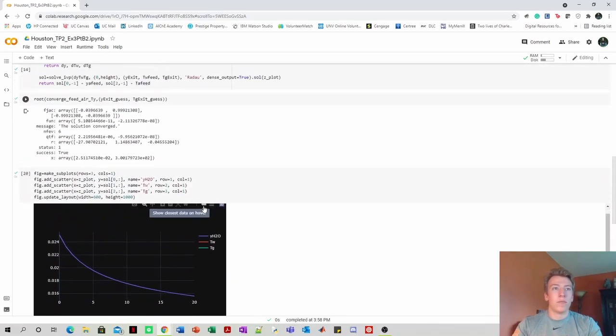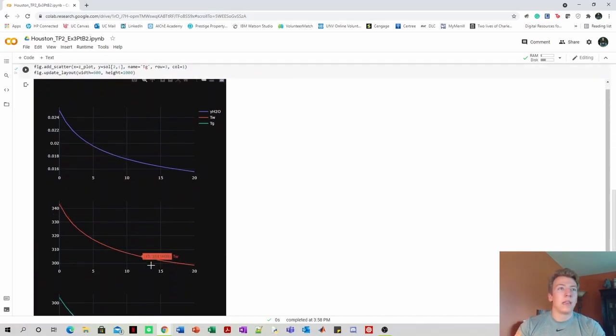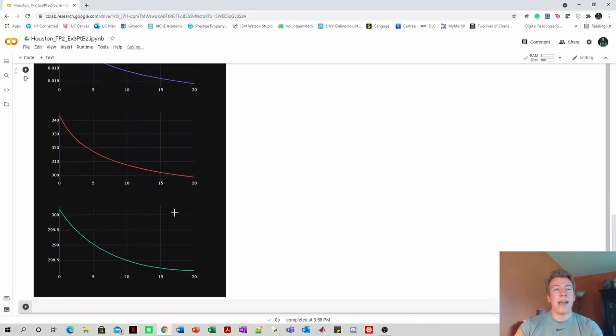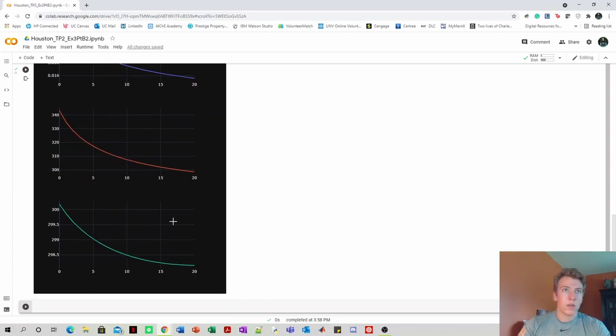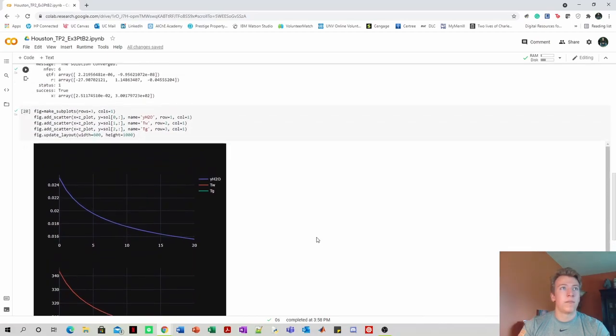Kind of went over, but as you can see here, the blue line represents the mole fraction of the water. You've got the red line showing the decrease, the water temperature of the cooling tower, and then we have the green line being the gas temperature of the cooling tower. So yeah, I think it looks pretty good, and that should be it for this video then.